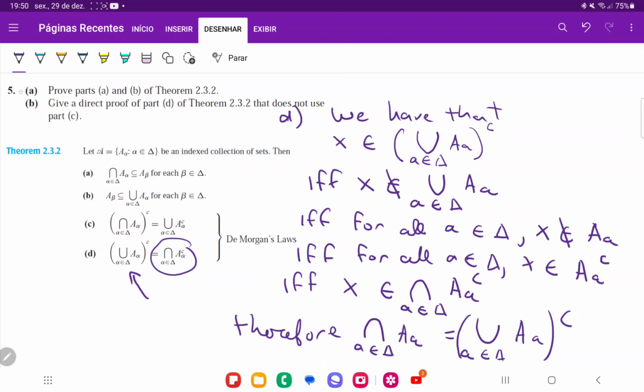Just to discuss this once more briefly, we began by saying x was in the complement of the union, and then we reasoned all the way down to x is in the intersection of every single complement, right? But because we used if and only if statements, we could also have begun here and reasoned up like so, and then arrived there. So because we used if and only if statements, we're allowed to go in either direction, right? And so that is it for problem number 5.